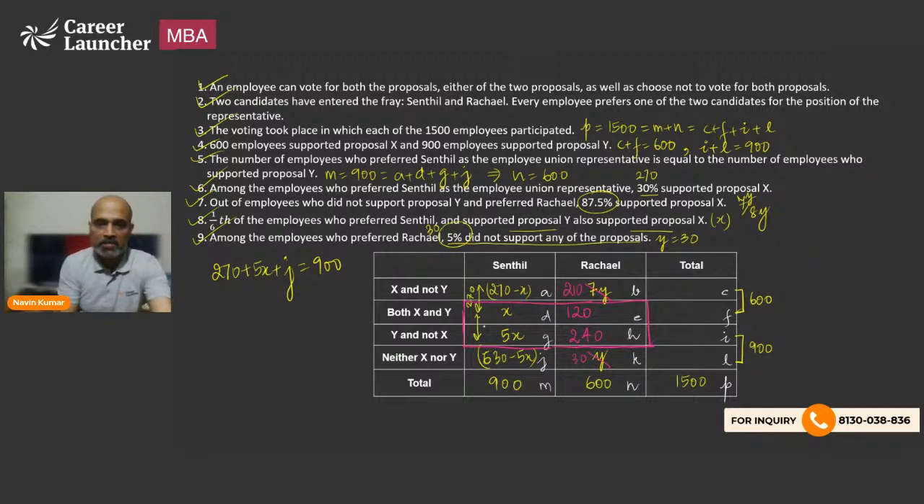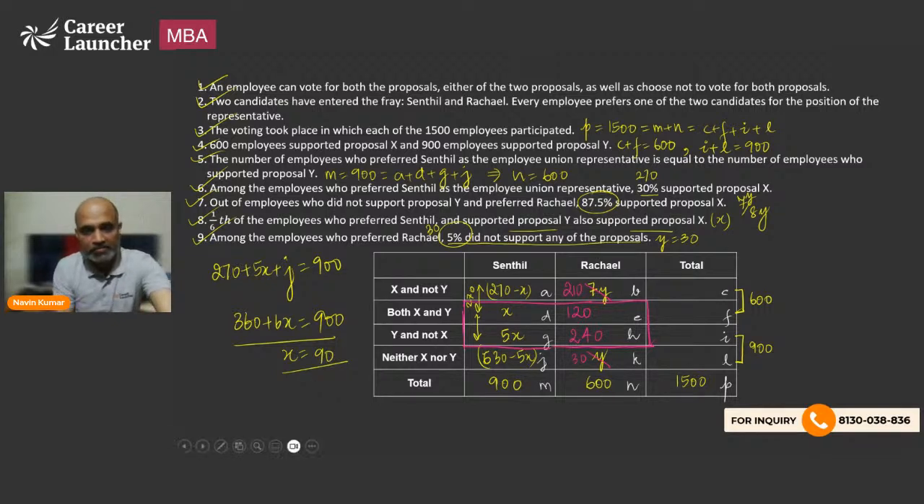So we have got this as 360 plus 6x. Sorry, this should be also 900. 900 how much? So from here we will get the value of x is equal to 540 divided by 6. X is going to be 90. Such a silly thing. So this is going to be 90. This is going to be 180. This one is going to be 450. So this is going to be 180 again.